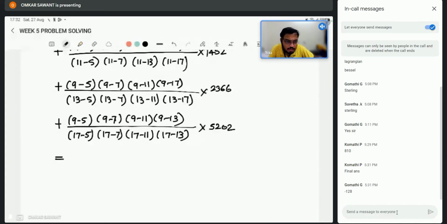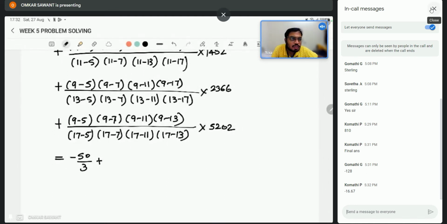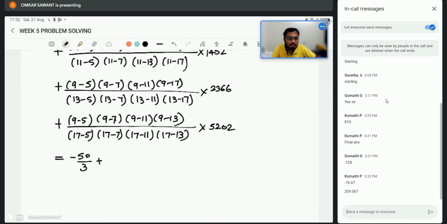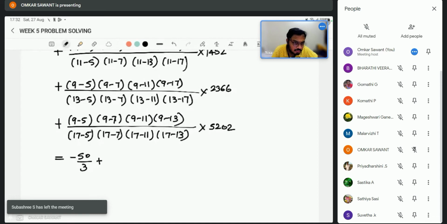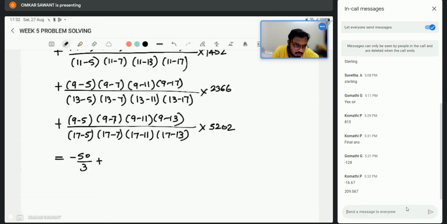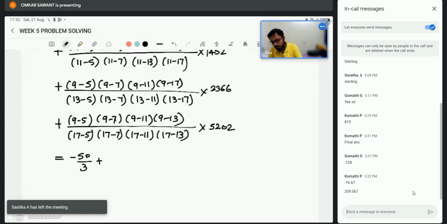Okay, minus 128 by 810, 23.703. First term, no, first term Komathi is right. Minus 16.66, so it is minus 50 by 3. Okay. Second term, whoever has answered this 23 something, please recheck. Then second term, what is the value of the second term? Okay, 209.067, correct.